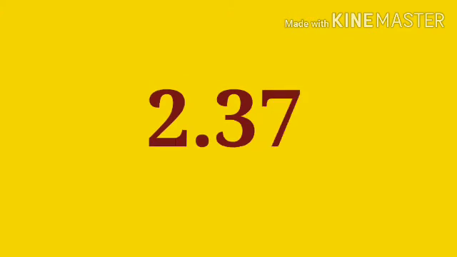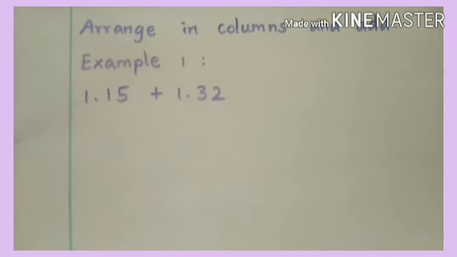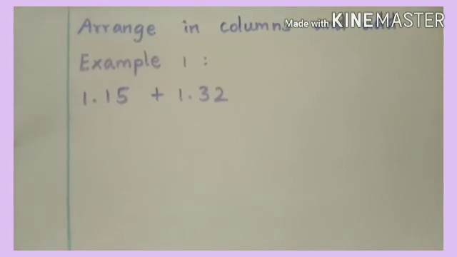Students, how do we read this number? Yes, 2 and 37 hundredths. We can also read this number as 2.37. Arrange in columns and add.